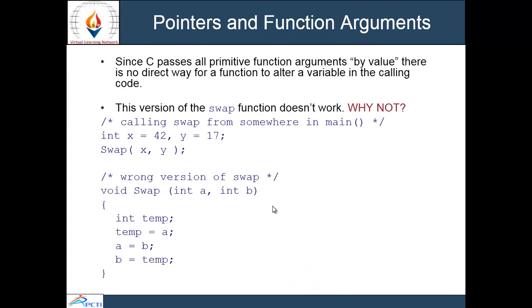Pointers and function arguments. Since C passes all primitive function arguments by value, there is no direct way for a function to alter a variable in the calling code. As we have studied earlier in functions, arguments can generally be passed to functions in one of two ways: first, the pass by value method, and second, the pass by reference method. In the pass by value method, a copy of the values of the actual arguments is passed.